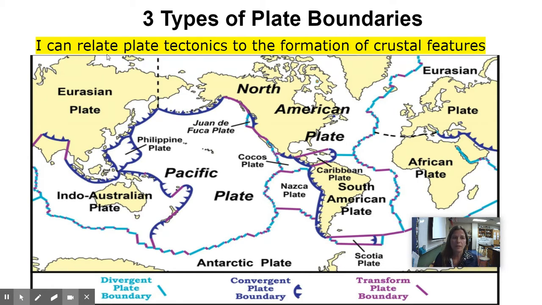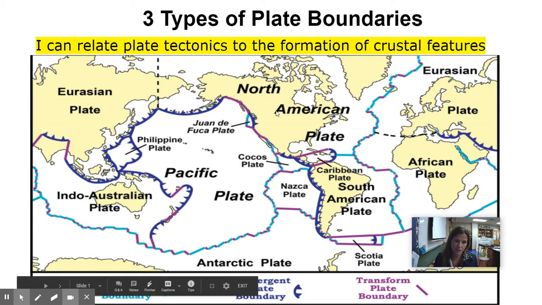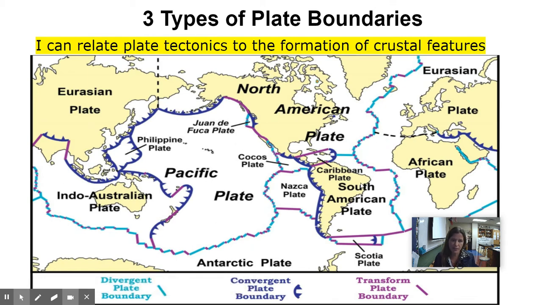So today we're going to relate plate tectonics to the formation of crustal features. And this is a nice picture because it's showing you the different plates on Earth. There's about 15 different plates. And you'll see the common big plate names in some of our studies.